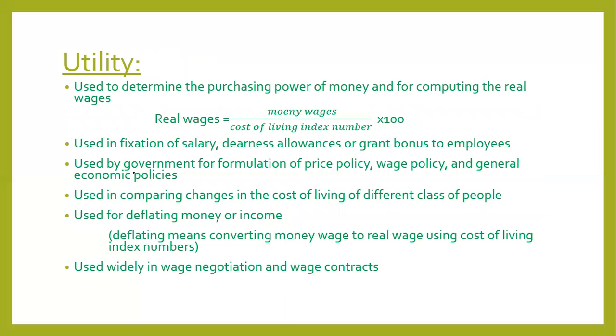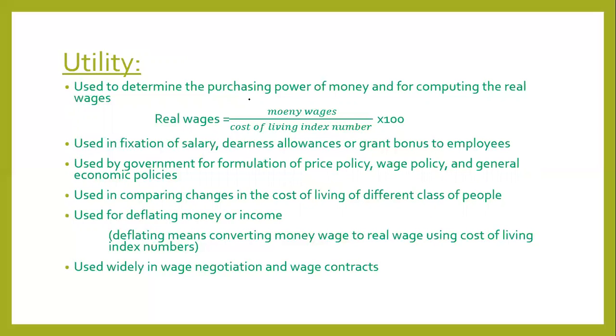Next one, utility of consumer price index. When I say utility, it is nothing but uses of consumer price index. First one is used to determine the purchasing power of money and for computing the real wages. Now what is this purchasing power of money? It is the value of money, which you express in terms of the amount of goods or services that a unit of money can buy. The amount that you pay per unit of money, that is purchasing power. It tells how much you can purchase per unit at home. So that is purchasing power of money.